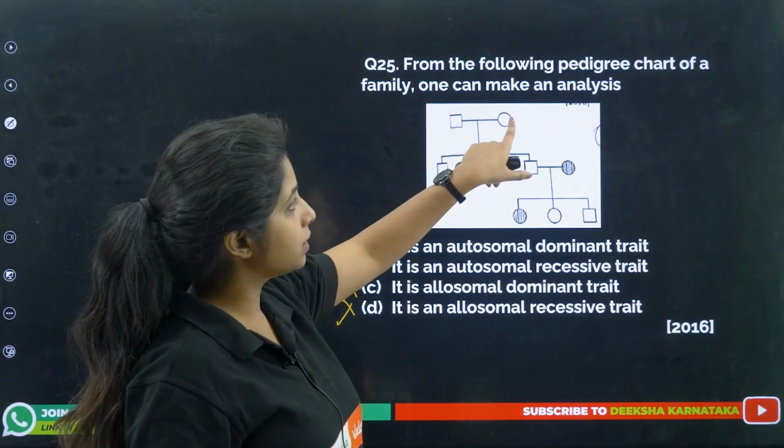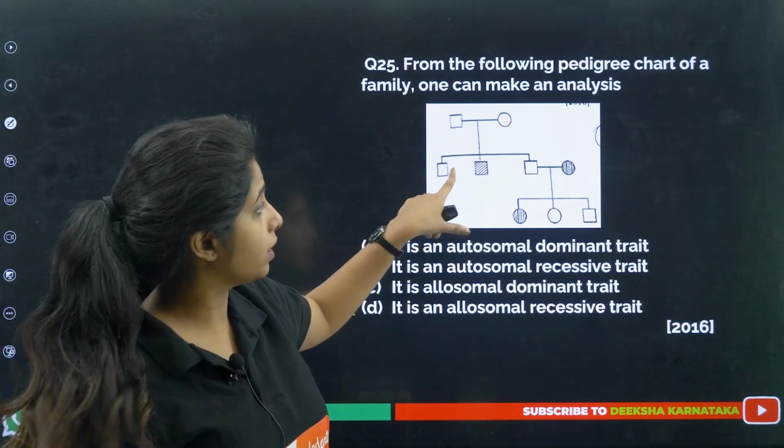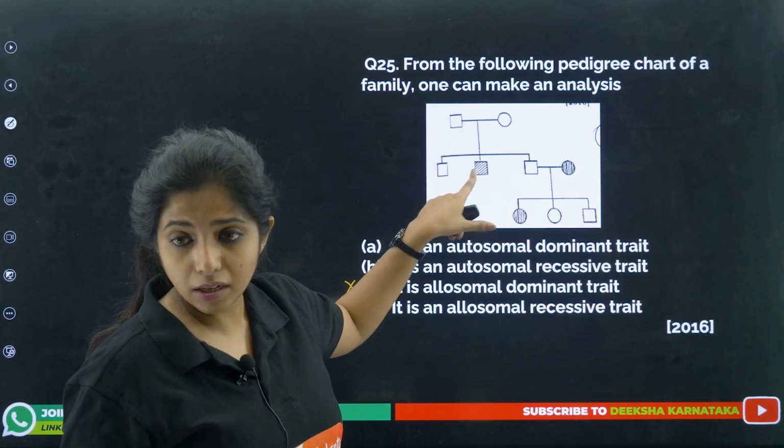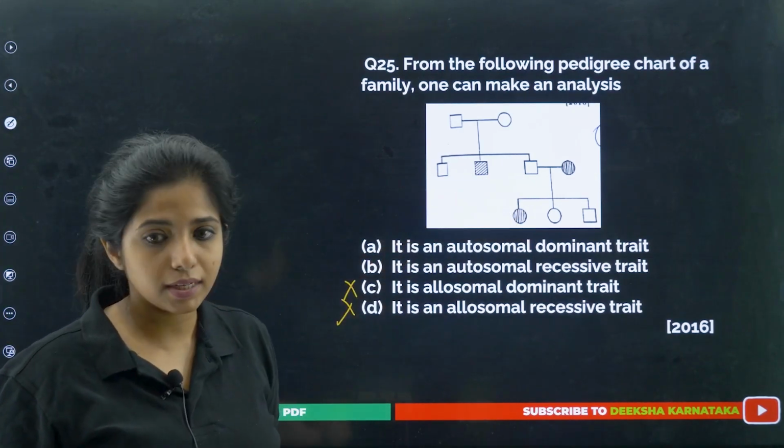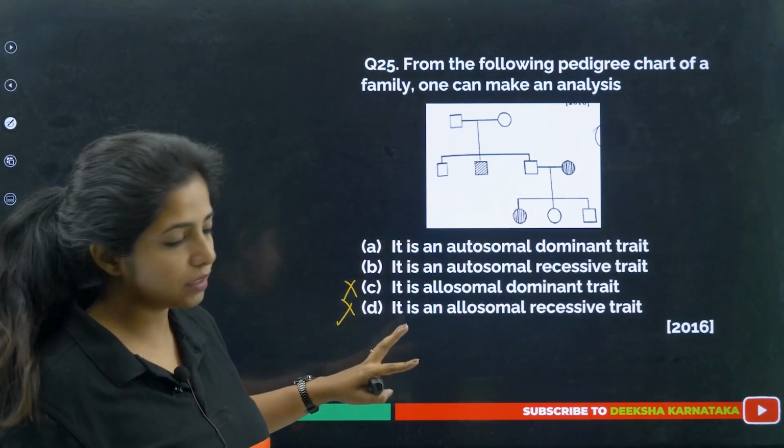So I will be cutting it off because I don't see that. Here I see one male is there, one female is there. This is not affected, and you get three males, and only one male is affected. So I cannot say that is allosomal. So I'll cut that off.